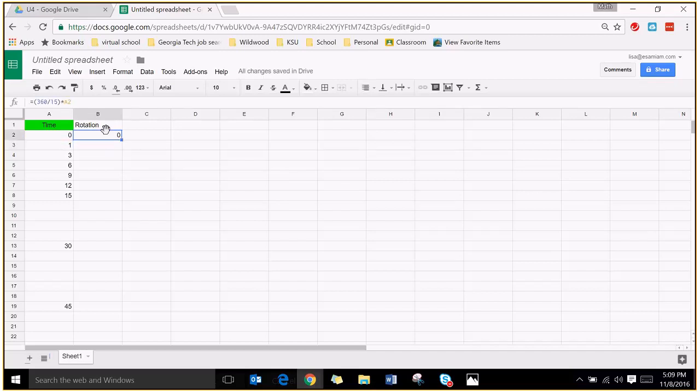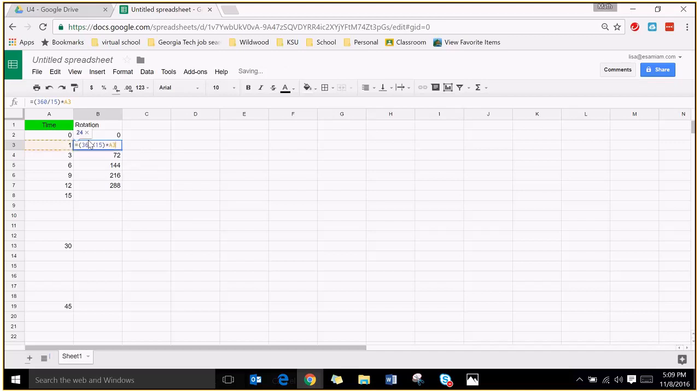So the 360 divided by 15 represents how much you would go in 1 minute, times A2, because the cell right here is column A, cell 2. Now all you do is copy, and then paste this all the way down. What this does is it calculates it for you, so it's 360 divided by 15, because that's what gives you 1 minute, times A2.